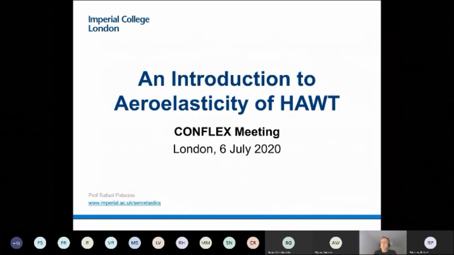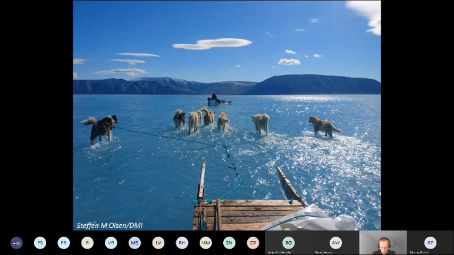It's an obvious thing to say, but if you ask me why I'm working on wind energy, I have a dual answer. The first is what I put on the very first slide here. There you go. This is a picture taken in Greenland sometime in May last year.